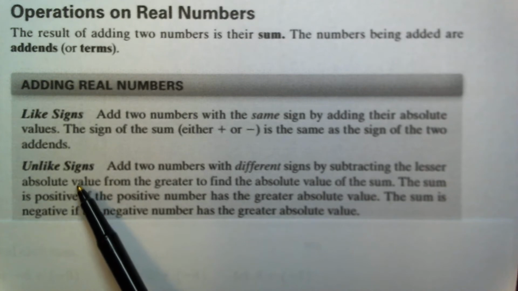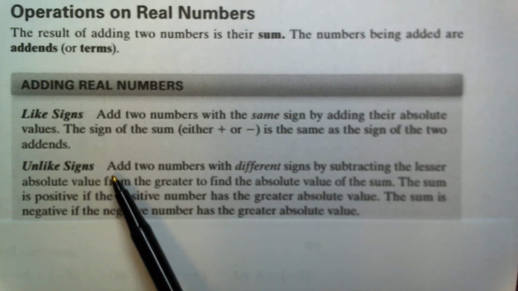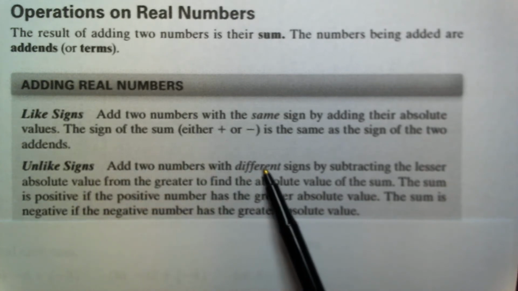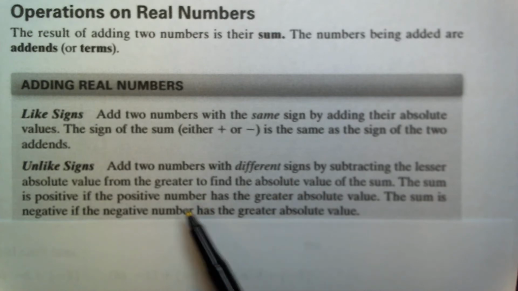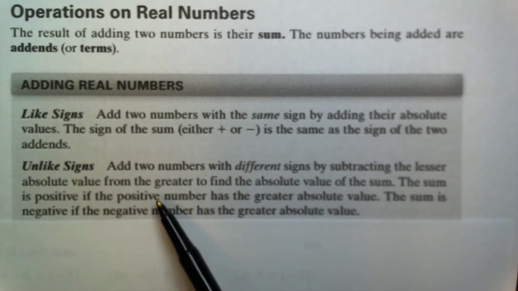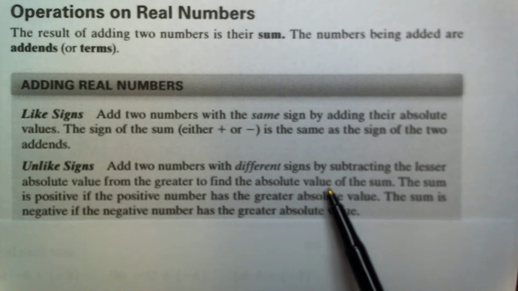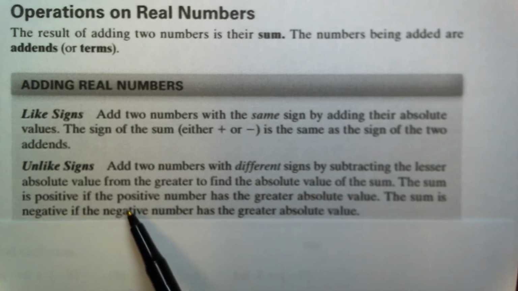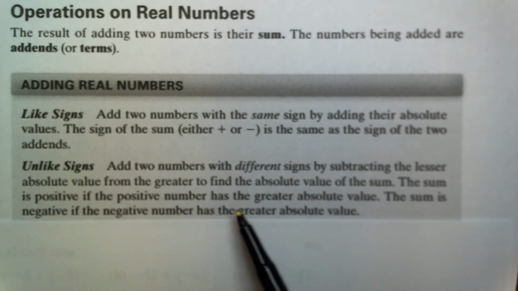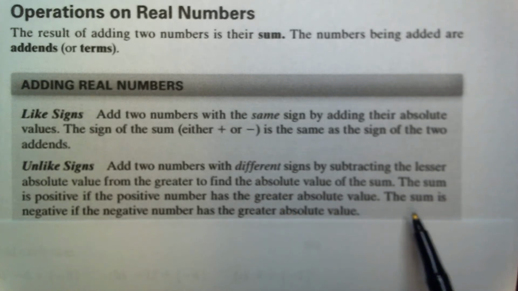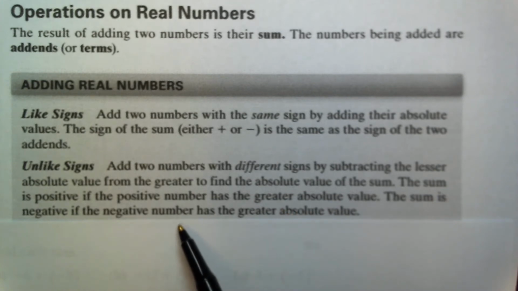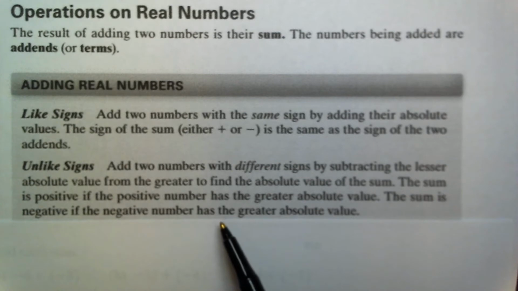Now when the signs are unlike, in other words we add a positive and a negative number, when they have two different signs, we add by subtracting the lesser absolute value from the greater to find the absolute value of the sum. So the sum is positive if the positive number has a greater absolute value, and the sum is negative if the negative number has a greater absolute value.